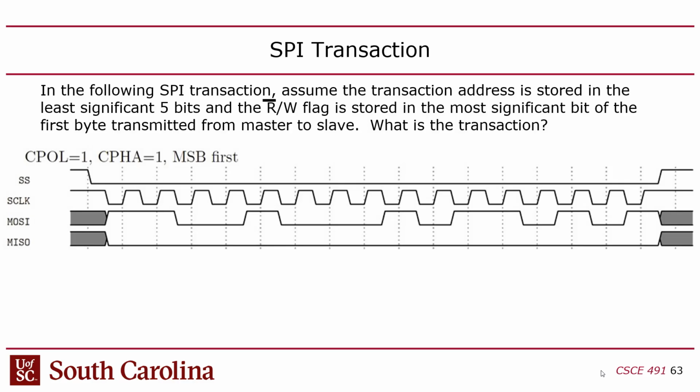Now, what is the address? Well, that's bit 7, that's bit 6, that's bit 5, that's the first bit of the address. So the address is 00100. So that would be what, a 4? 4, right? 100 is 4, right?